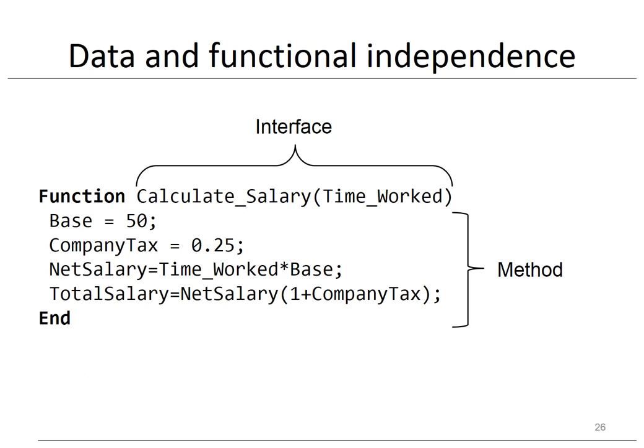Here you can see an example of a function. Its name is calculate salary, and it has one input parameter, time worked, which represents the number of hours worked by an employee. The method then calculates the total salary, taking into account the base salary per hour and company tax. Functional independence means that the method to calculate the total salary may change without having any impact on the applications calling the function.